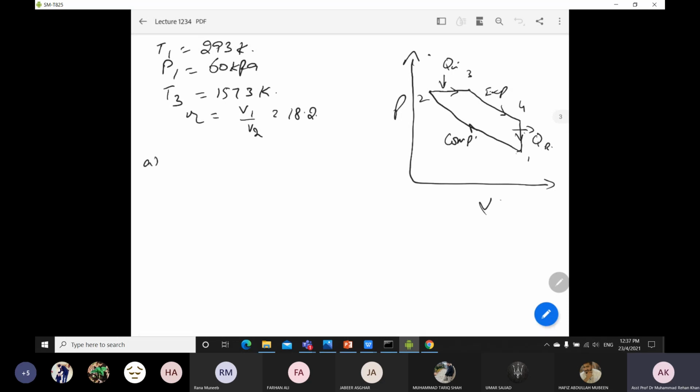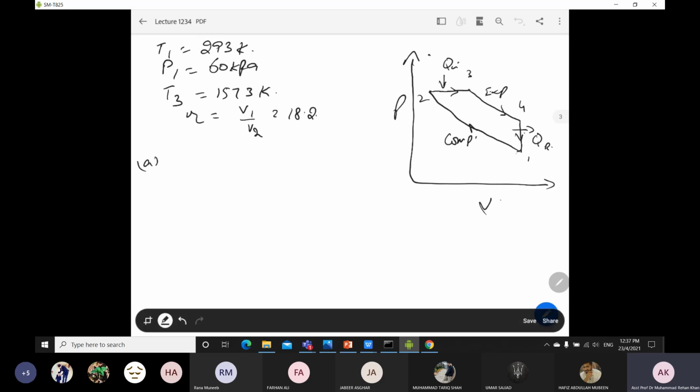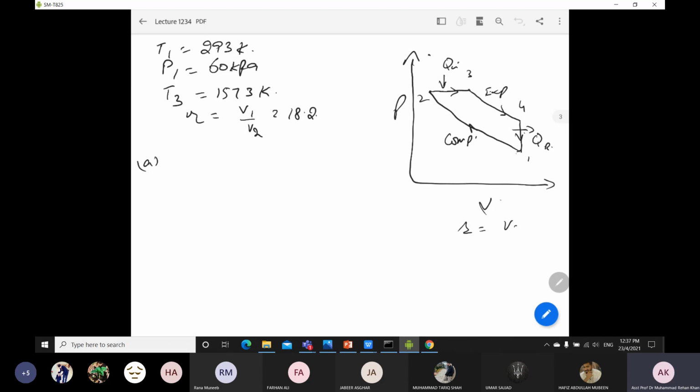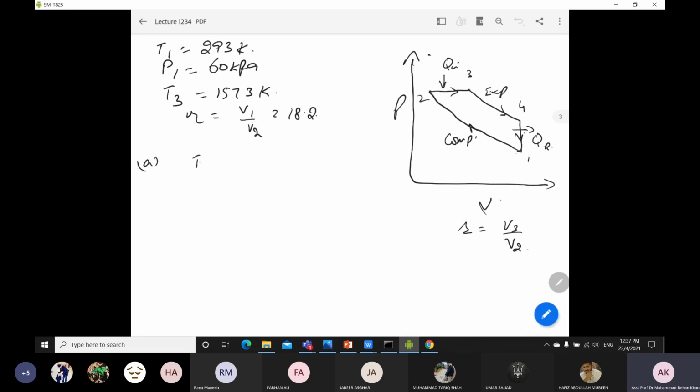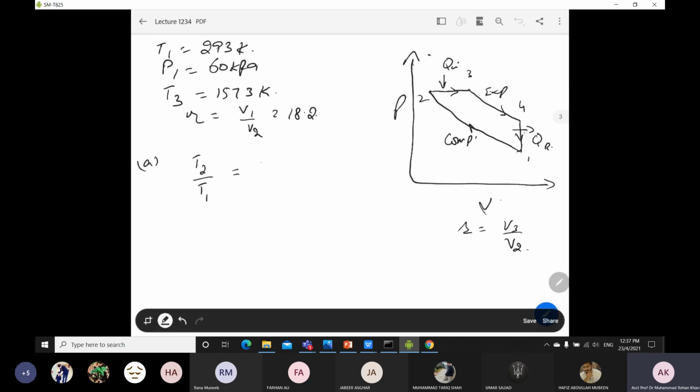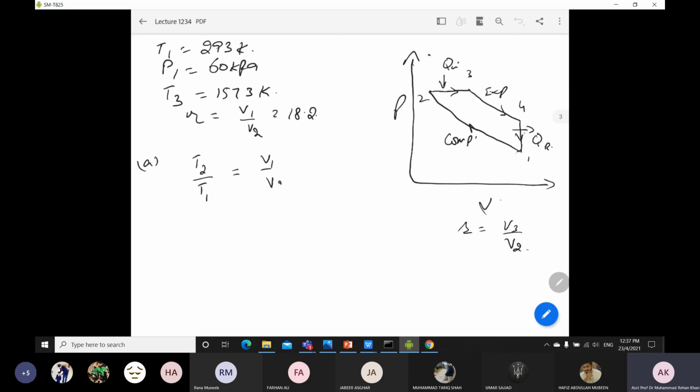For part A, we have to find RC. So RC is equal to V3 over V2. In order to find this, we first have to find the temperature of point number 2, because T1 is known to us. So for T2, we have to apply the isentropic relation, which is valid for process 1 to 2, V1 over V2.